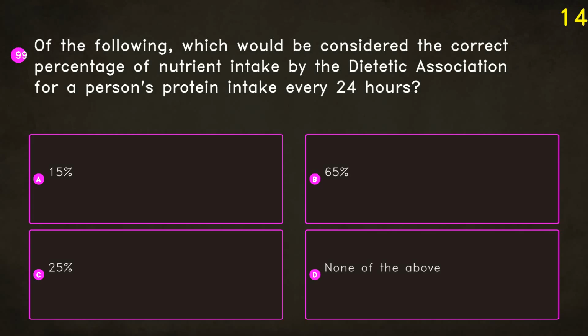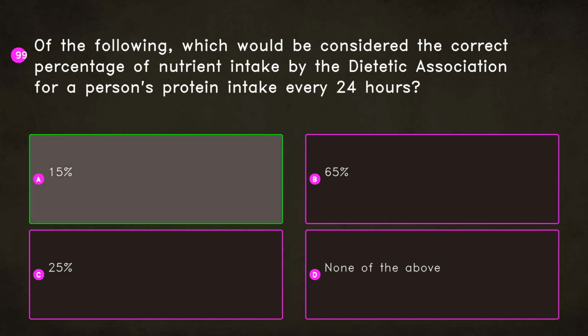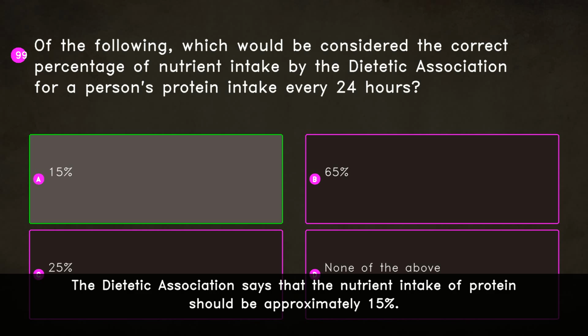Question 99. Of the following, which would be considered the correct percentage of nutrient intake by the Dietetic Association for a person's protein intake every 24 hours? A. 15%. B. 65%. C. 25%. D. None of the above. The correct answer is 15%. The Dietetic Association says that the nutrient intake of protein should be approximately 15%.